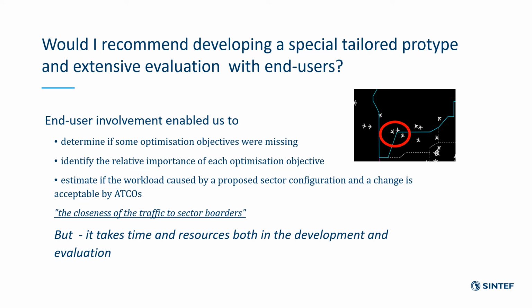For example, they identified the closeness of the traffic to sector borders as an important objective. This is shown here. This objective was neither described in the literature nor discovered during the requirement analysis. Further, we identified the relative importance of different optimization objectives relatively to each other. What was interesting was that the opinions of ATCOs differed.